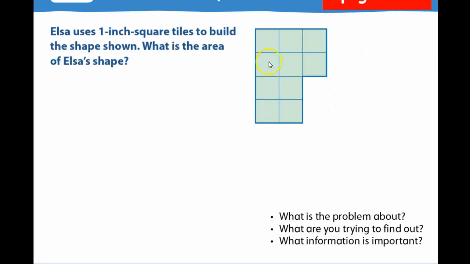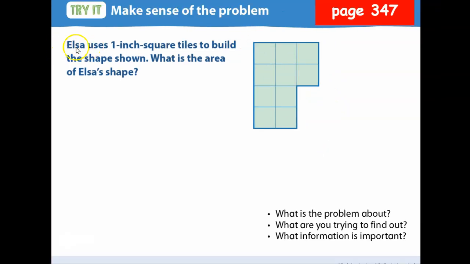Okay, this is page 347. It says Elsa uses 1 square unit tiles to build the shape shown below. What is the area of Elsa's shape? Oh, look, what's inside the shape? Perfect squares. So what's the easiest strategy that I can do? Just count them, right? So 1, 2, 3, 4, 5, 6, 7, 8, 9, 10. Right? Awesome, 10. So her shape is 10 square units.